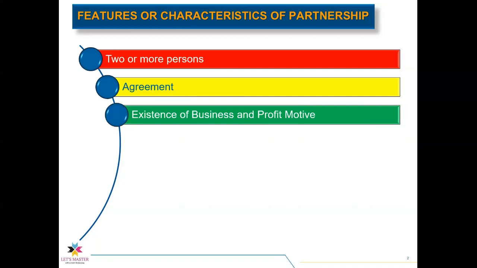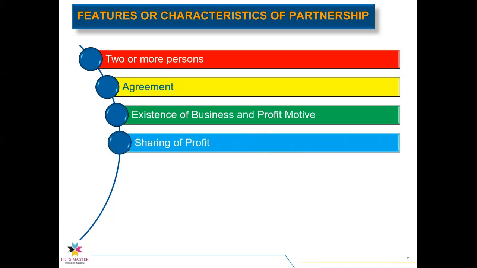Whenever we are saying that we are forming a partnership firm, then the basic objective of any partnership firm is to run a business with a motive of earning profit. Then sharing of profit. The profit may be shared in any proportion. For example, if there are two partners and they decide to share the profit and losses in the ratio of 1:99, that is fine. But there will always be sharing of profit.